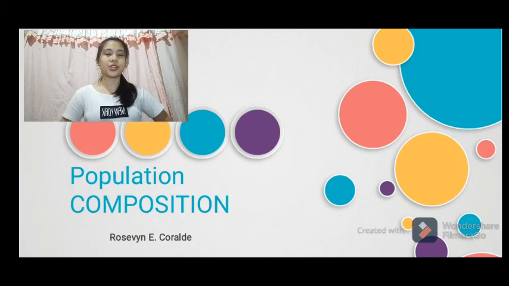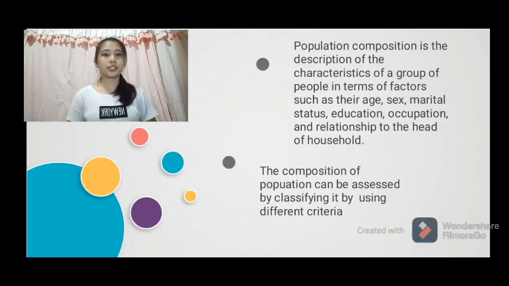Next is the composition. The population composition is the description of the characteristics of a group of people in terms of factors such as their age, gender, marital status, education, occupation, and relationship to the head of household. Of these, the age and sex composition of any population are the most widely used.